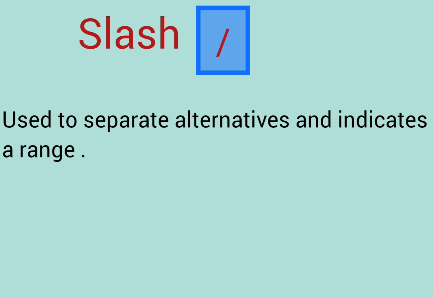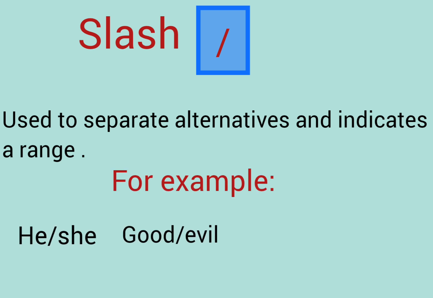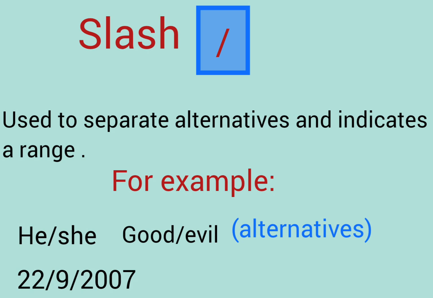Slash. A slash is used to separate alternatives and indicate a range. For example, he/she, good/evil. These are alternatives to each other. 22/9/2007. So these are a range of numbers. These numbers or alternatives are separated with the help of a slash.